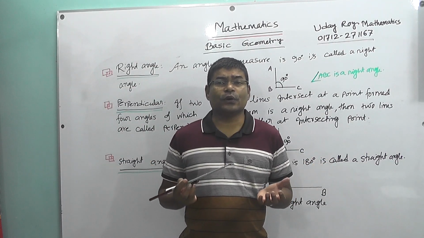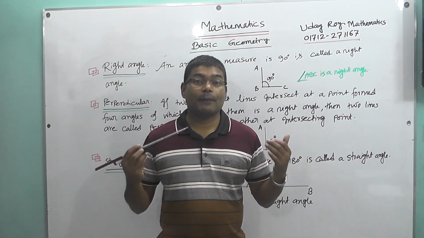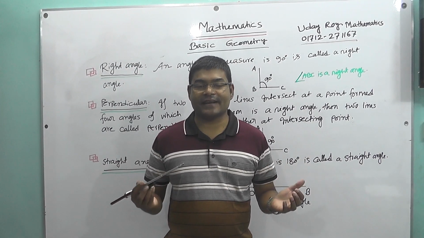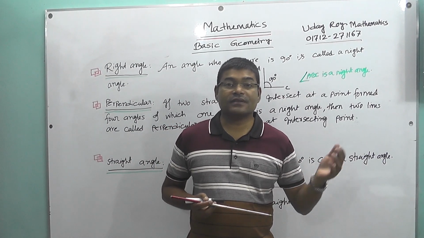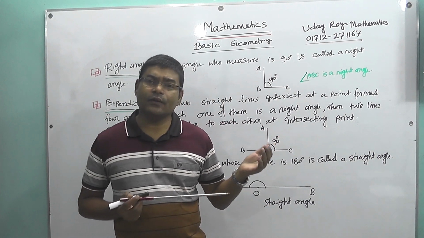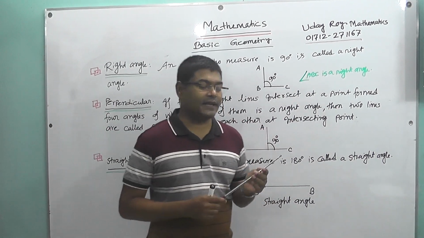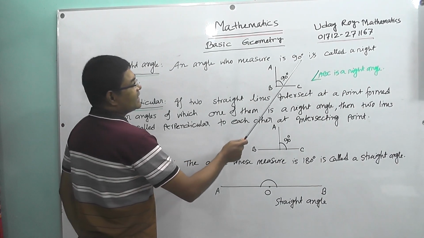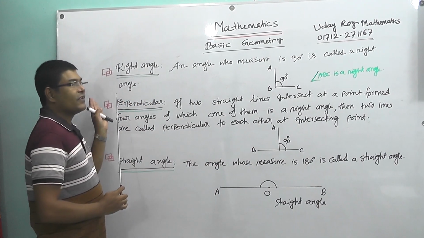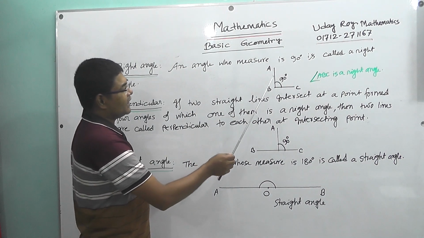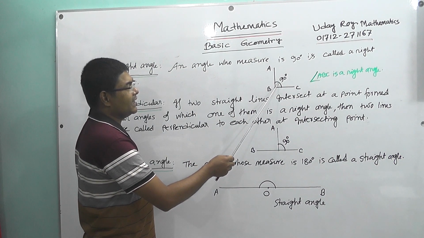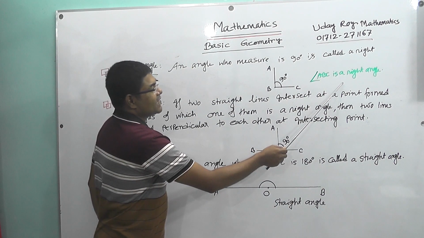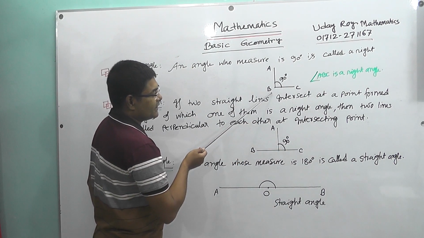Now we will have to know what is called right angle, perpendicular and straight angle. Let's come back. What is called right angle? An angle whose measure is 90 degree is called a right angle. You can see this angle is 90 degree. Here ABC is a right angle. We have to write right here.